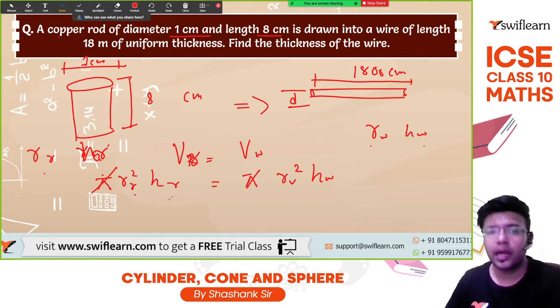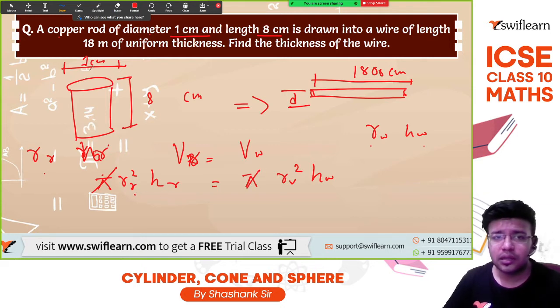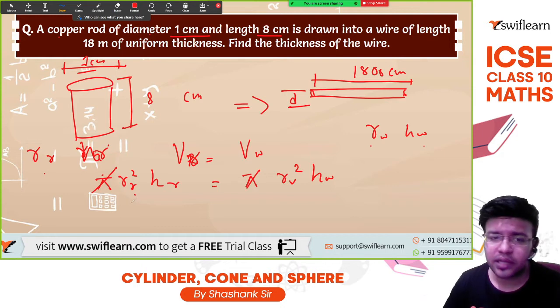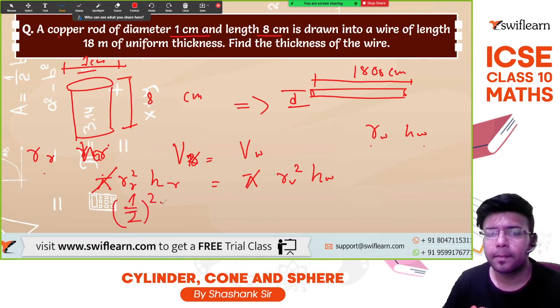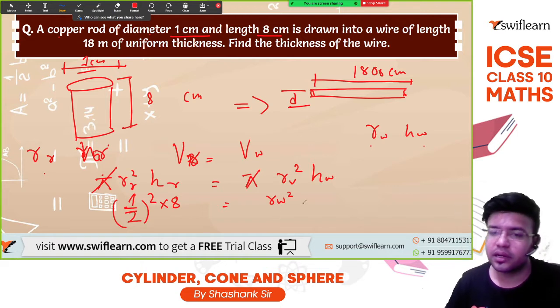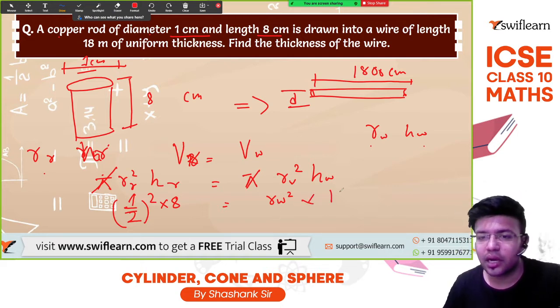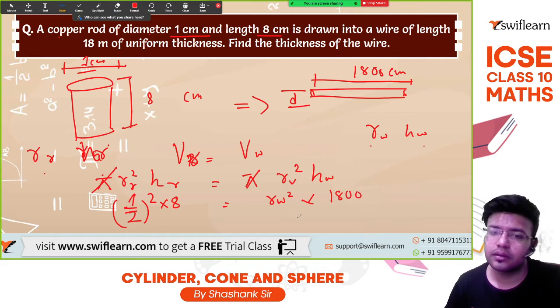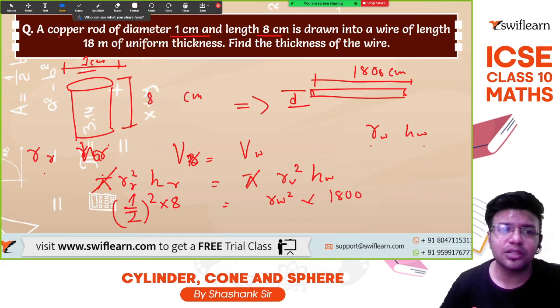R square H. How much is R? Diameter is 1 centimeter, so 1 by 2 whole square. Height is 8 centimeter. Radius of the wire, we don't know. Actually, we want the diameter. First, let us calculate radius, then let us find the diameter. Height is 1800. Now, on simplifying this, what do we get?